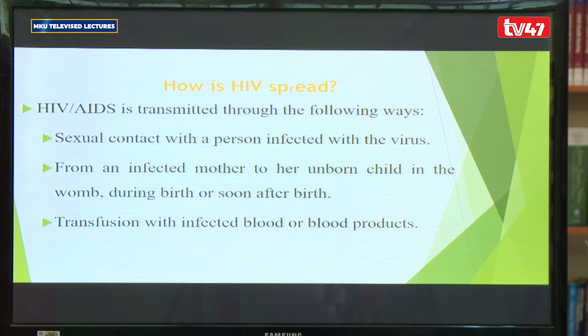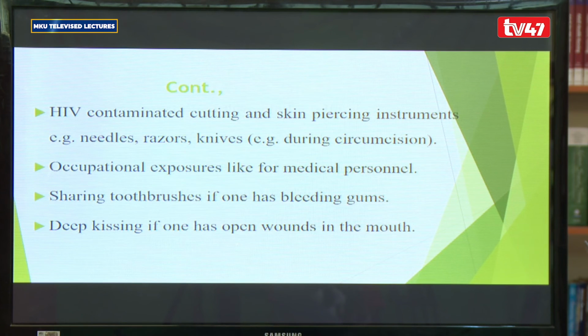Let's look at how HIV is spread. HIV and AIDS is transmitted through the following ways. Sexual contact with a person infected with the virus, from an infected mother to her unborn child in the womb, during birth, or soon after birth. We also have transfusion with infected blood or blood products. So those are some of the ways HIV spreads.